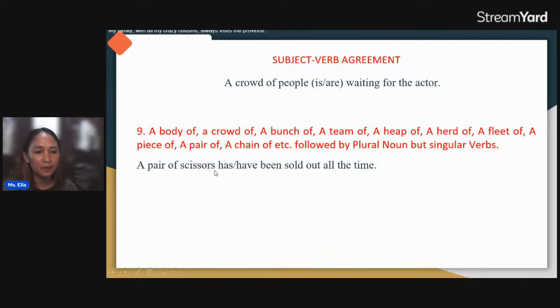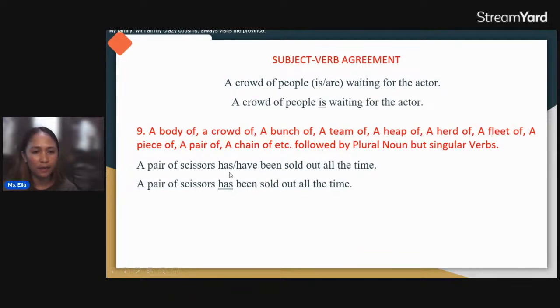A pair of scissors has or have been sold out all the time. Again, a pair of scissors has or have been sold out all the time. What's the correct verb to use here? Our subject is a pair of scissors. Is it has or have? Okay, so the correct answer here is a pair of scissors has been sold out all the time.